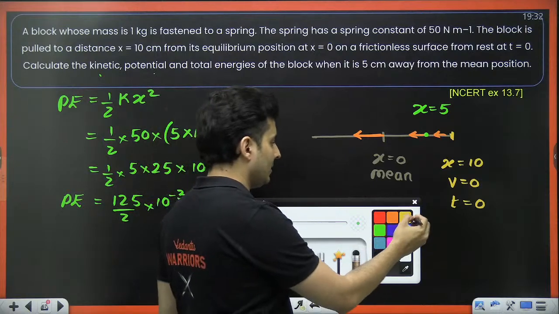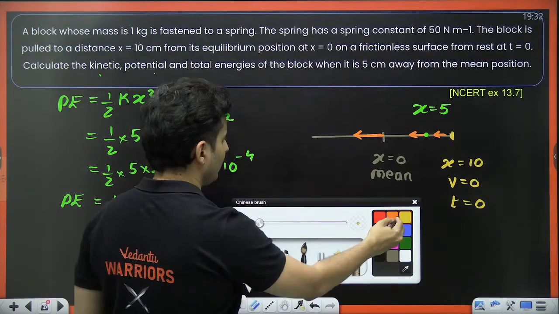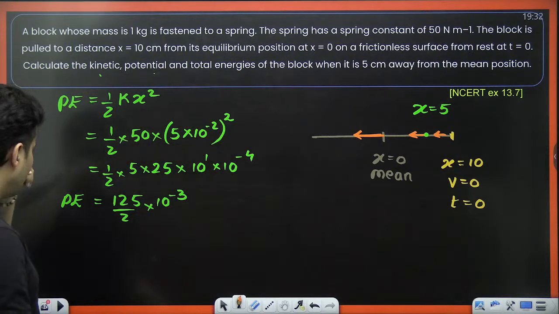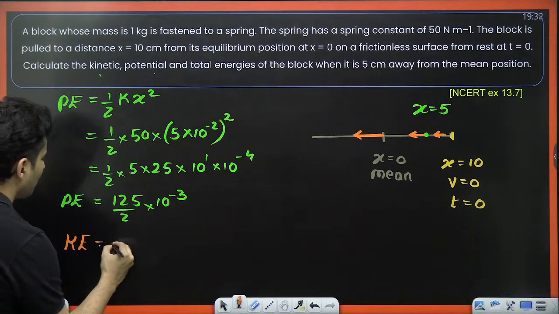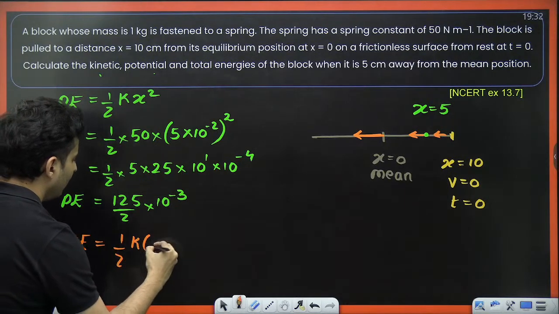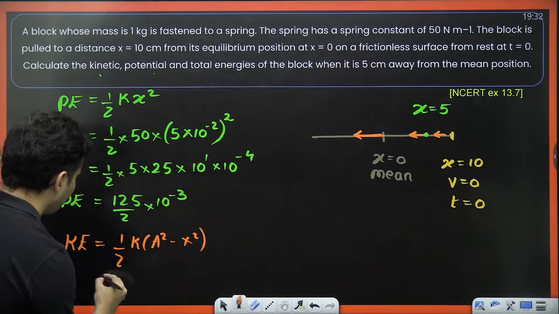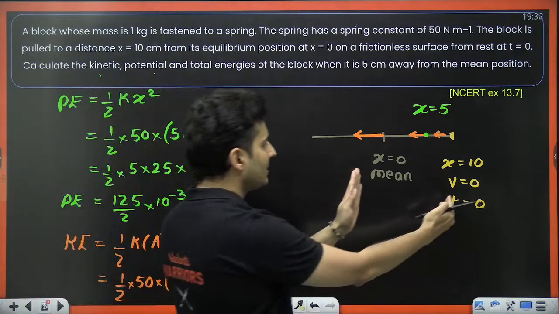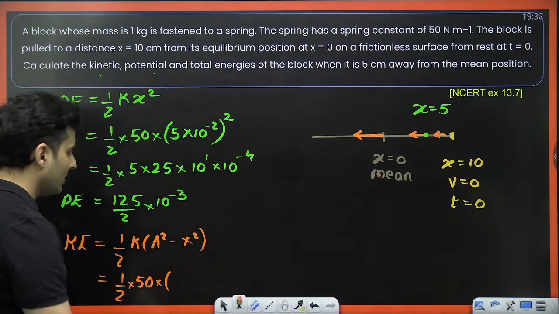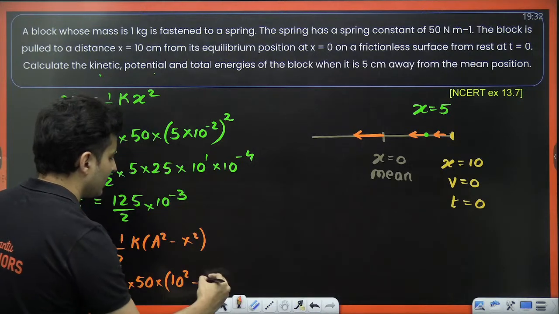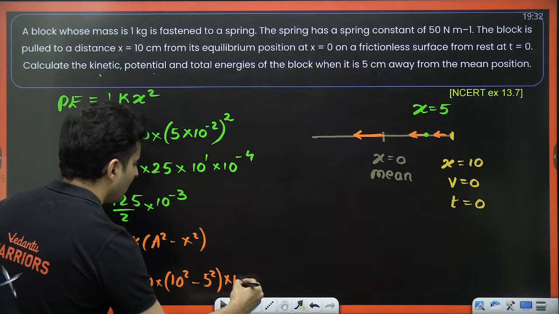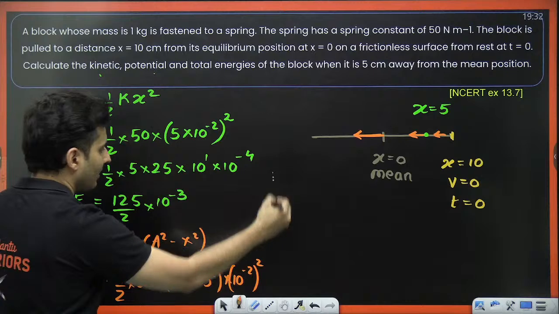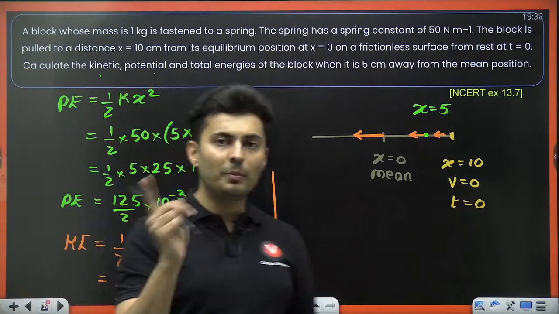What about kinetic energy? Let's find that out also. For finding the kinetic energy, the formula that I can use is half k (a square minus x square). K is standard, that is 50. Amplitude is exactly this, which is 10. So 10 square minus 5 square, and this is all 10 to the power minus 2 square, because it is in centimeter converted into meters.